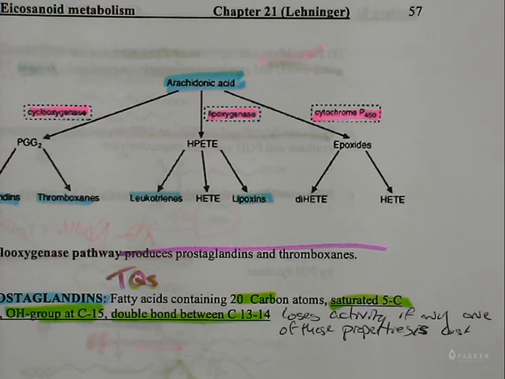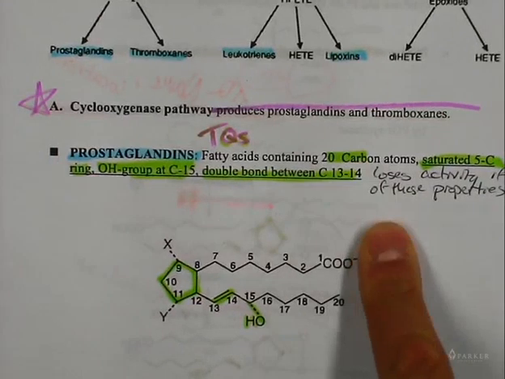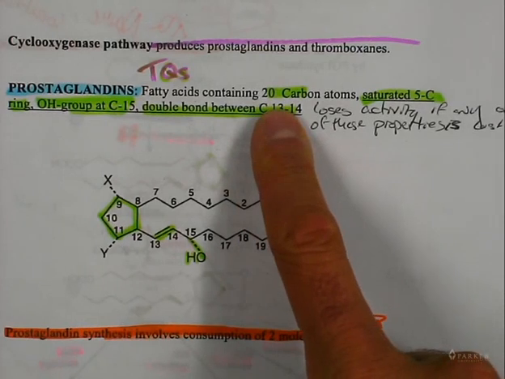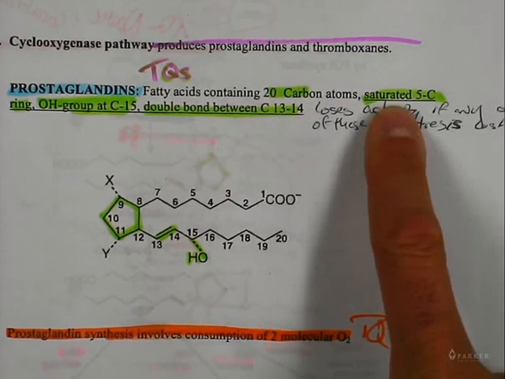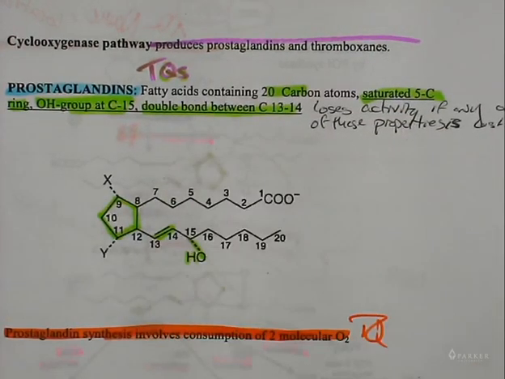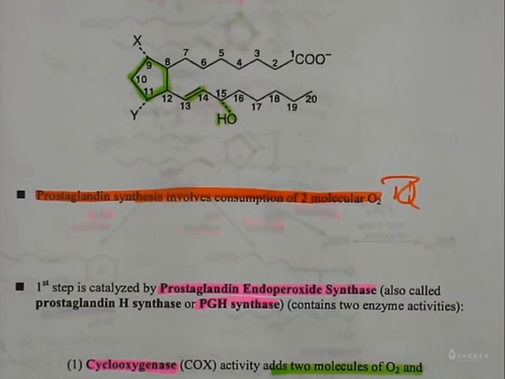So you have three fates of arachidonic acid when it's freed from the membrane. You have the COX pathway, producing prostaglandins and thromboxanes. You have the lipoxygenase pathway, producing leukotrienes and lipoxins, and you have the cytochrome system, which we're not going to be talking about. Here are those structural characteristics. Prostaglandins are fatty acids containing 20 carbons. I forgot to mention that: all eicosanoids are 20 carbons. A saturated 5-carbon ring, an OH at 15, and a double bond between 13 and 14. Please know the structural characteristics. They will show up on the test. And we're going to talk about a key difference between them. Prostaglandin synthesis involves the consumption of 2 molecular O2.